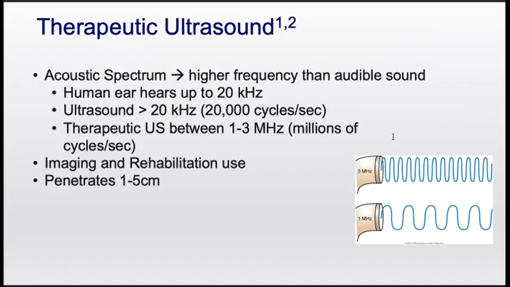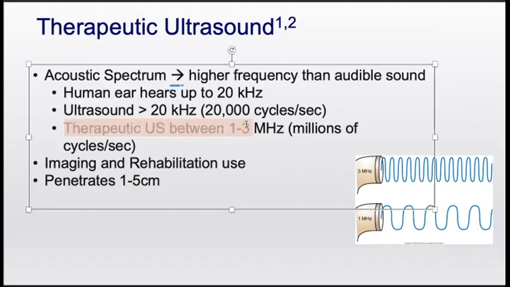So if we look at this picture on the bottom right, we've got 1 megahertz on the bottom. You see how slow the wave is? If we triple that, we get what's called 3 megahertz, and it's a much faster oscillation of the wavelength. So the wavelength is the distance from peak to peak. If you look at the 1 megahertz, there's a large distance between these two peaks. And if you look at 3 megahertz, there's a very short distance between these two peaks. So it's a very high frequency wavelength. So much so that therapeutic ultrasound is actually between 1 to 3 megahertz, which is millions of cycles per second.